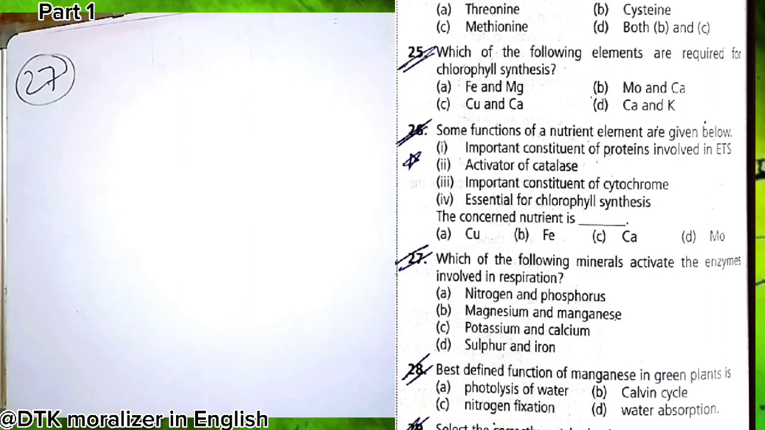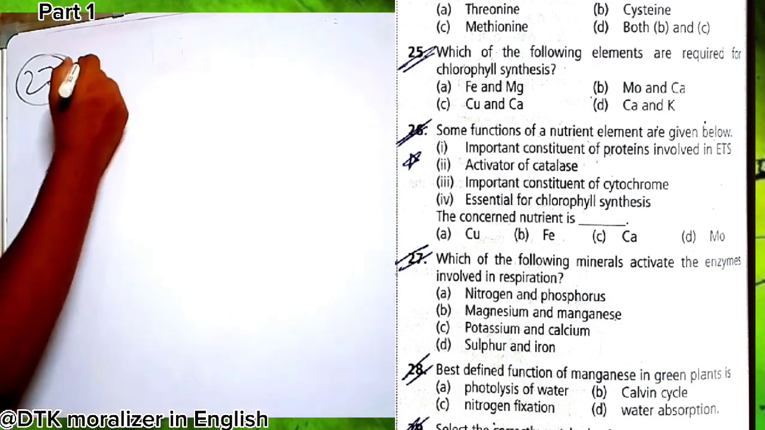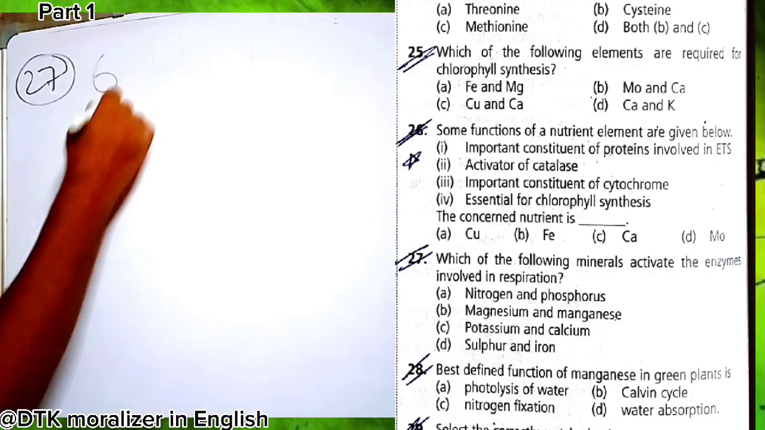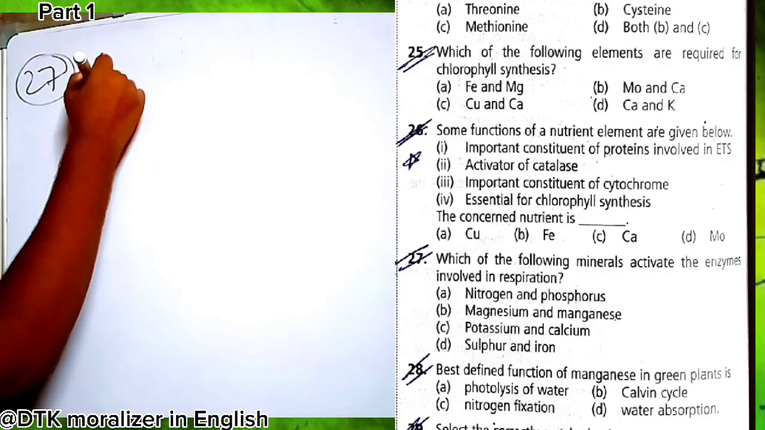Now question number 27. Which of the following minerals activate the enzymes involved in respiration? Nitrogen, phosphorus; magnesium, manganese; potassium, calcium; sulfur, iron. Minerals activate the enzymes involved in respiration: nitrogen, phosphorus, potassium, as you can see, magnesium and manganese. Option B.